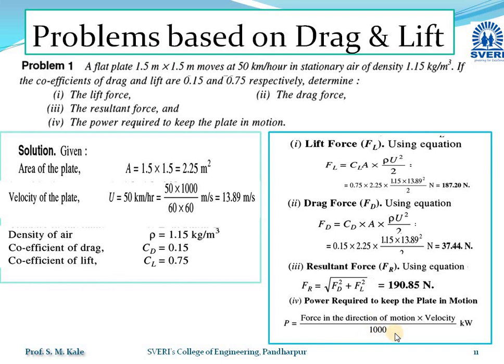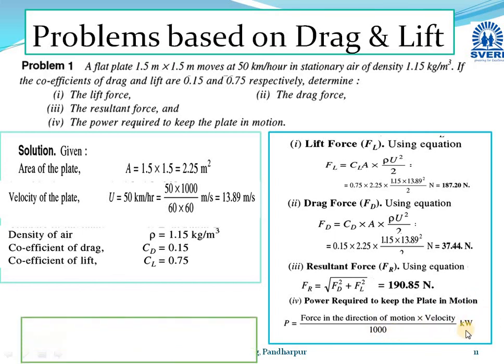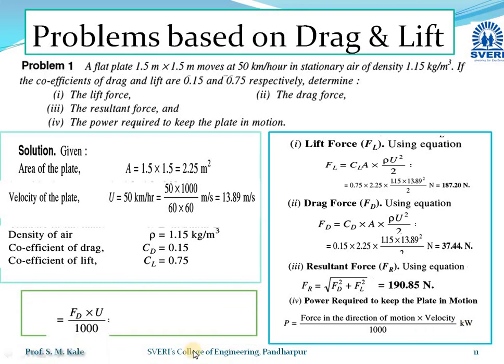Why are we taking this as 1000? Because we require the power in terms of kilowatt. So the simple formula of P is Fd into U divided by 1000. As I know the value of Fd and the value of U, and as I am dividing this Fd into U by 1000, I will get the value of power in terms of kilowatt.